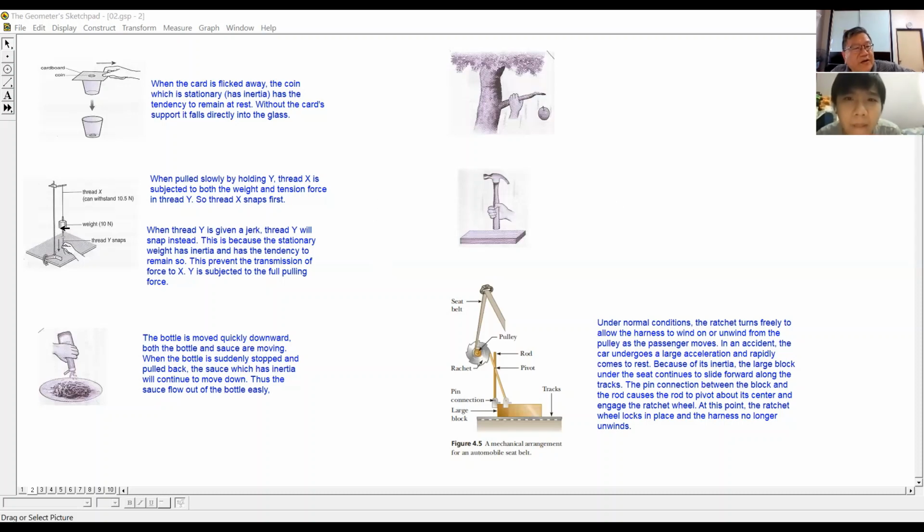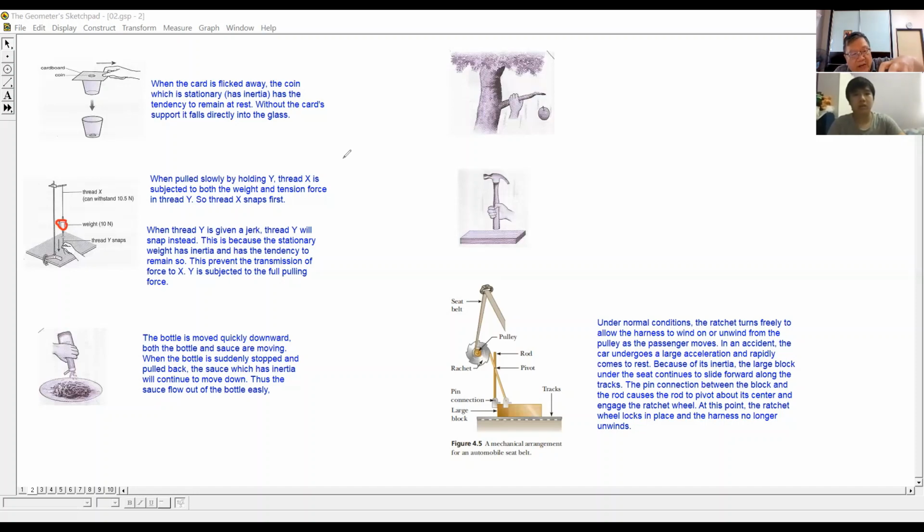The reason is because of the weight here. This weight here, it is not moving. So it has the tendency to remain at rest. Now, when you give it a jerk, you pull at the bottom there, the force is counteracted by the inertia of the weight. The inertia of the weight is acting against the string.